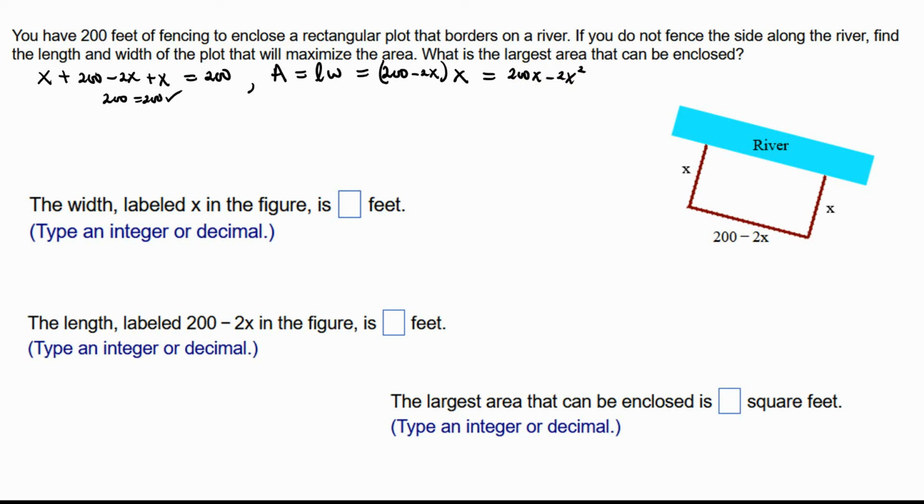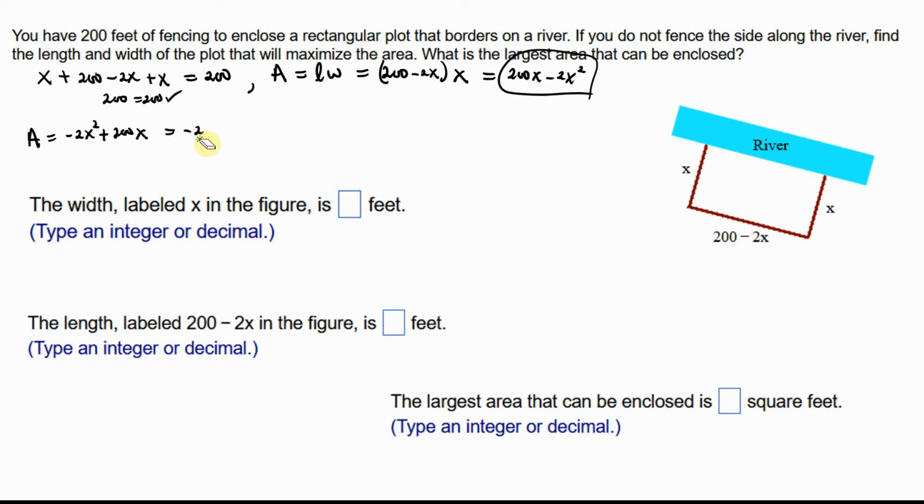It says find the length, find the width. The same as the previous problem. Here, this is a quadratic equation. So let's write this, and this is that area, as negative 2x squared plus 200x. Complete the square.